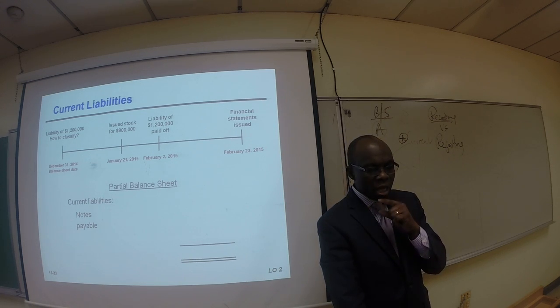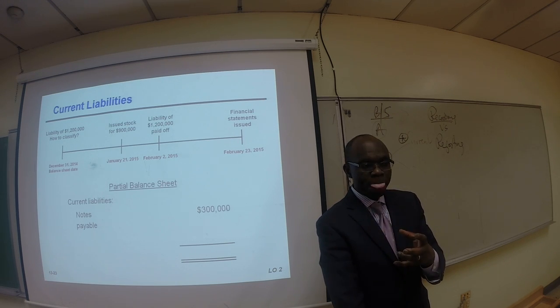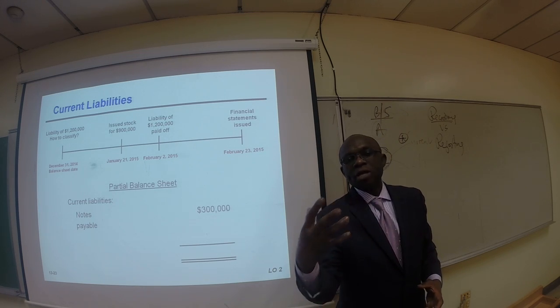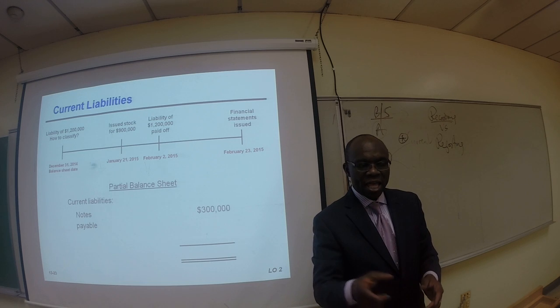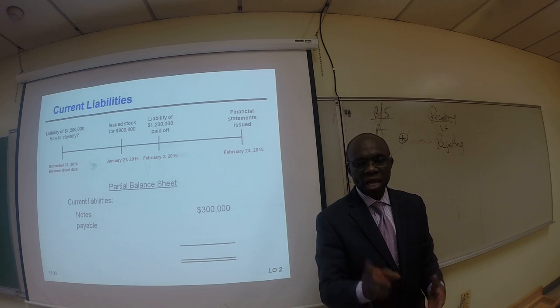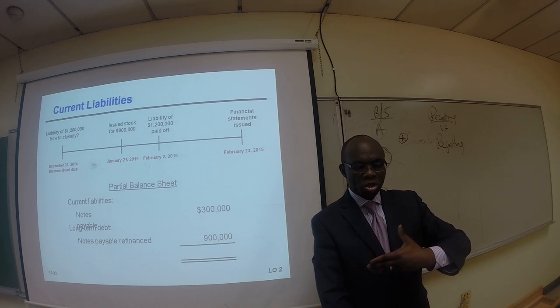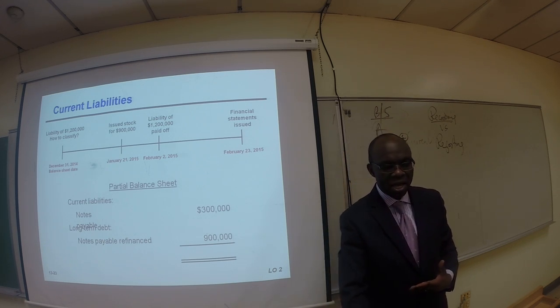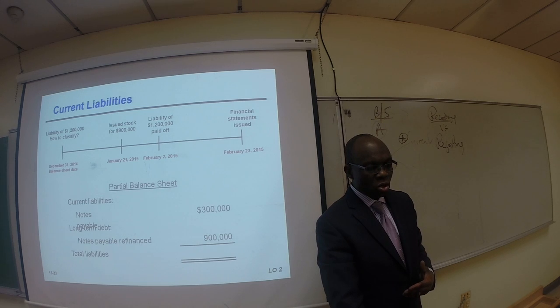Recall the $300,000 cash that was used to settle a portion of the $1.2 million was part of our current assets. So at the end of 2014, that $300,000 has to be classified as current liability. However, the $900,000, which resulted from the proceeds of selling our stock, has to be considered as long-term debt. So the total liabilities here will be $1.2 million.